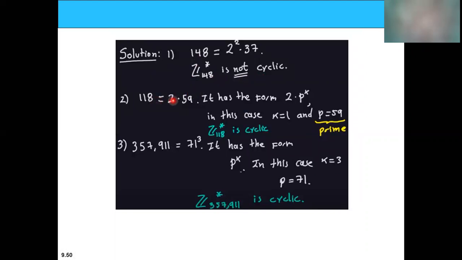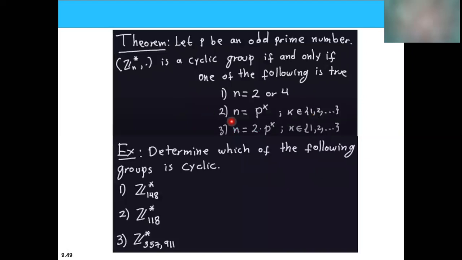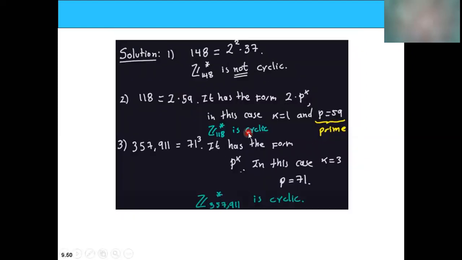118 can be written as 2 into 59. Here the second factor is prime, so the third property is satisfied. In that case, this Z118 star is cyclic.